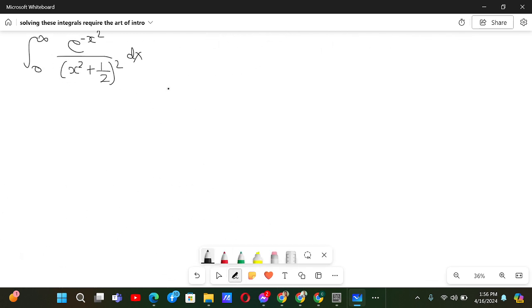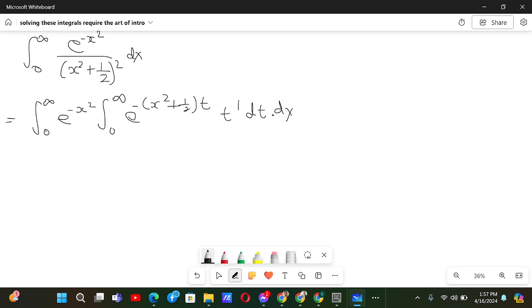Okay, so from what I have told you earlier, this will just be the integral from 0 to infinity of e to the power minus x square, again the integral from 0 to infinity of e to the power minus x square plus 1 by 2 t, and then t to the power 1 dt dx. So now what's next?